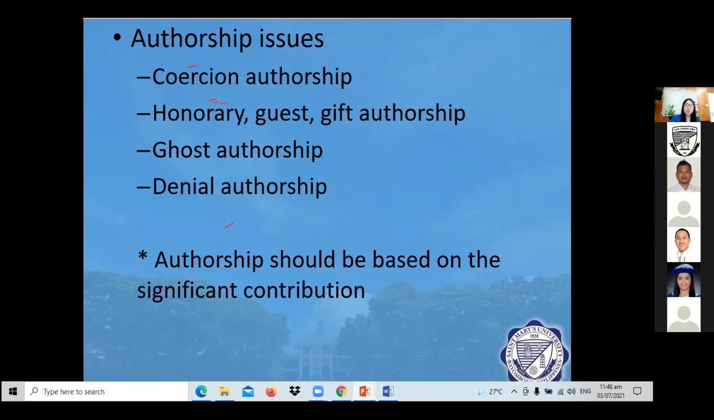So that's how this honorary or guest or gift authorship works. And ghost authorship, this is asking somebody to do your paper and then claiming that it is your work. So we call that ghost authorship. It is one of the authorship issues. For some, of course, I do not like to name anyone, but for some with maybe enough money to pay, they do this.